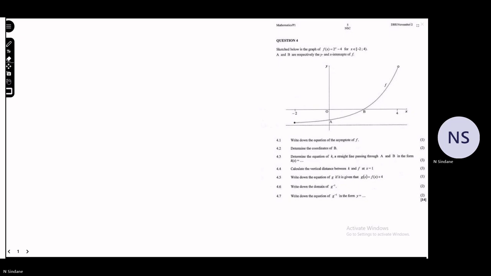The first question that we have, they say sketched below is the graph of f of x, which is equal to 2 to the power x minus 4, for x an element from negative 2 up to 4, right? A and B are respectively the y and the x-intercept of f. First question, write down the equation of the asymptote, right?